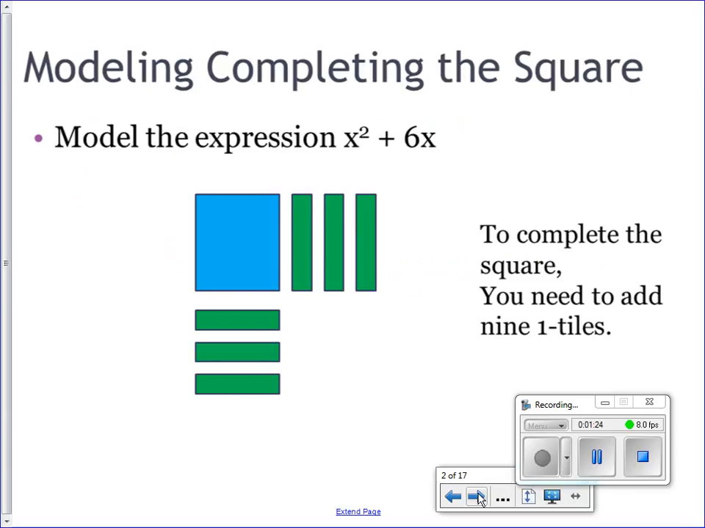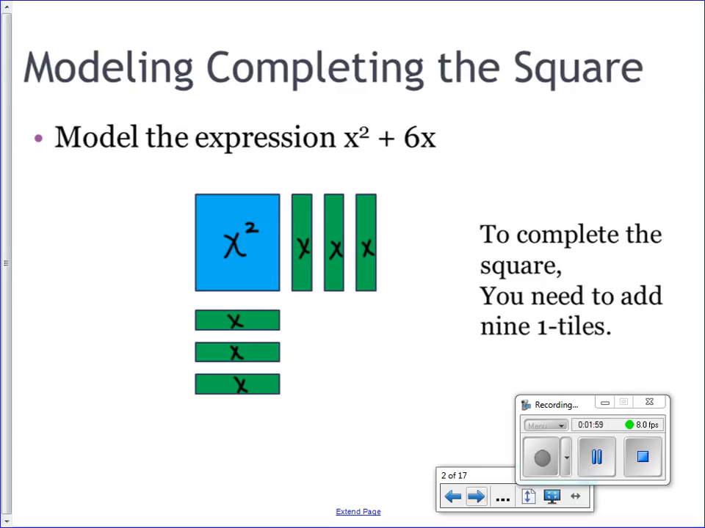All right, for instance, here, this is just a little model. It says model the expression of x squared plus 6x. And of course, the blue square is our x squared. Each of our green rectangles is a 1 by x. So here's one x, there's an x, another x, an x, an x, an x. And of course the area of each of those is 1 times x, or just 1x. So there are 6 of those.